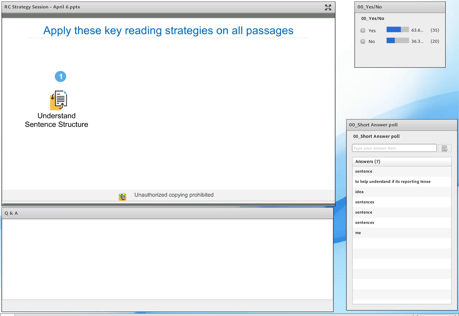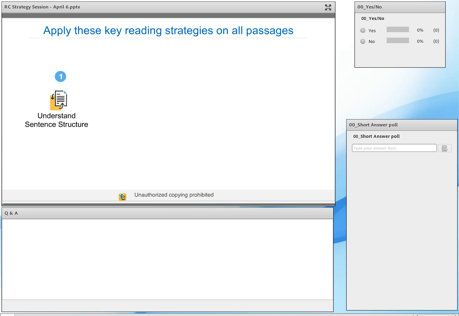Does this make sense? Yes or no? In very simplistic words, instead of considering a sentence as the building block of an RC passage, you're considering an idea to be the building block. That's the reason why, when you read a sentence, you don't just read from the start of the sentence till you see the period at the end. You break down that sentence into smaller chunks so that you can understand what the author is trying to communicate through each of those chunks. And this is a strategy which is absolutely important for you to master.